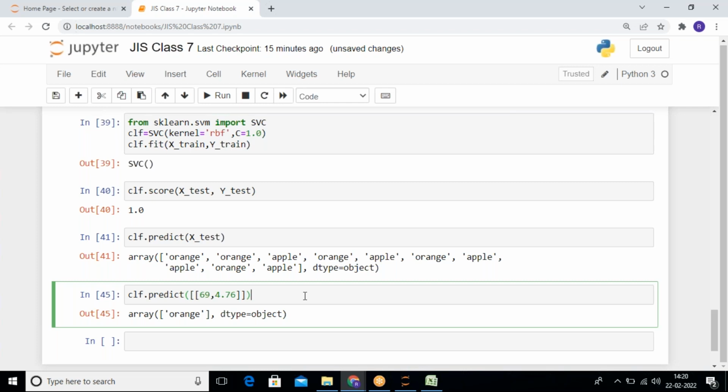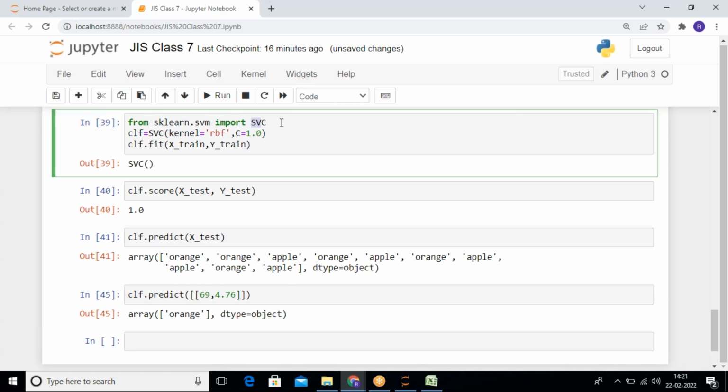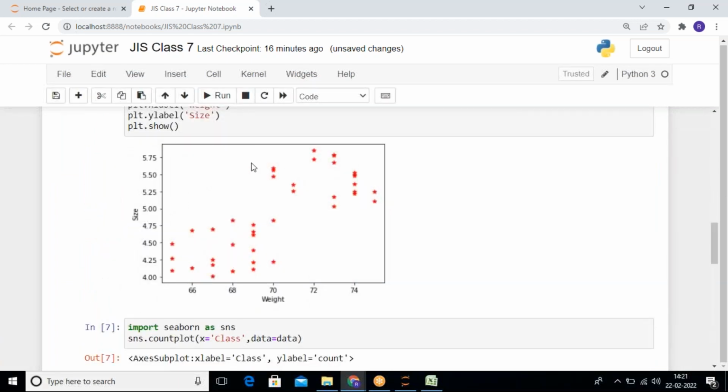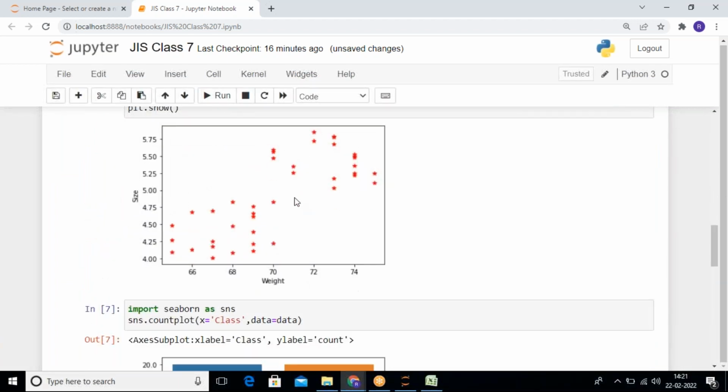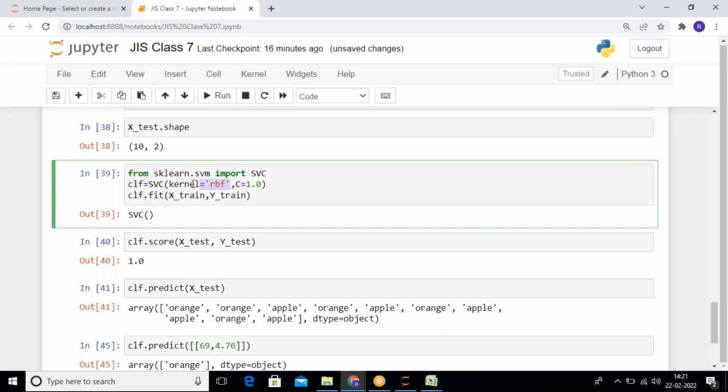Yes, Rohit, tell me. Sir, in line 30, SVC with kernel equal to RBF and C equal to 1.0, what is the meaning of that? I created the model: from sklearn.svm import SVC. This is the model I created. Here, since it is a non-linear data set, we basically set the kernel equal to RBF.